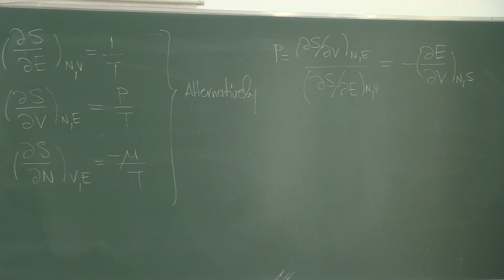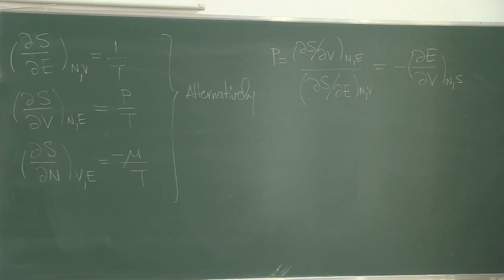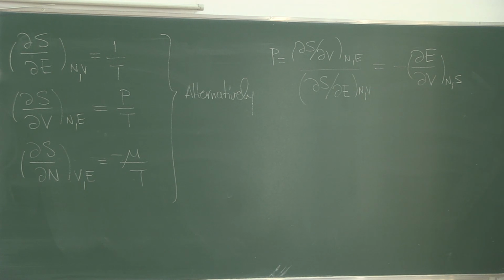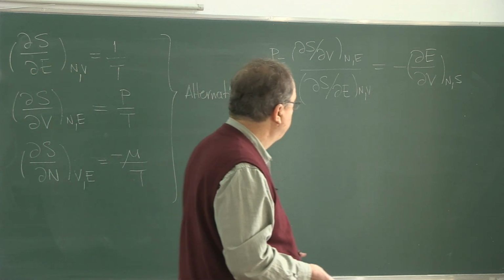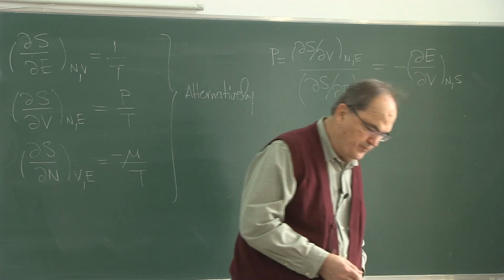Well, you can get this last relationship from the first law of thermodynamics, isn't it? dE is equal to T dS minus P dV plus mu dN in most general form. So if you keep N and S constant, you can get it by taking a derivative of energy with respect to volume.